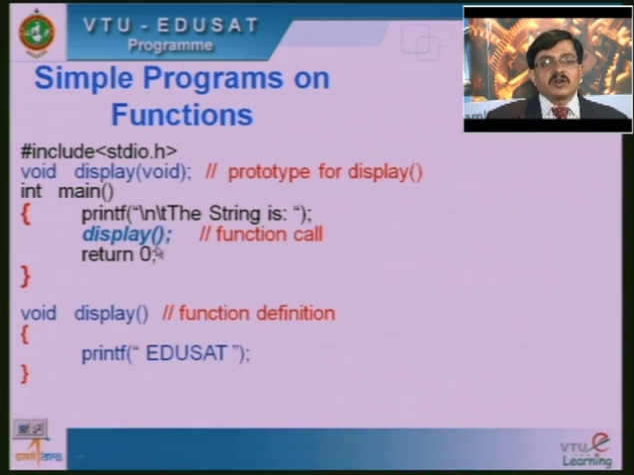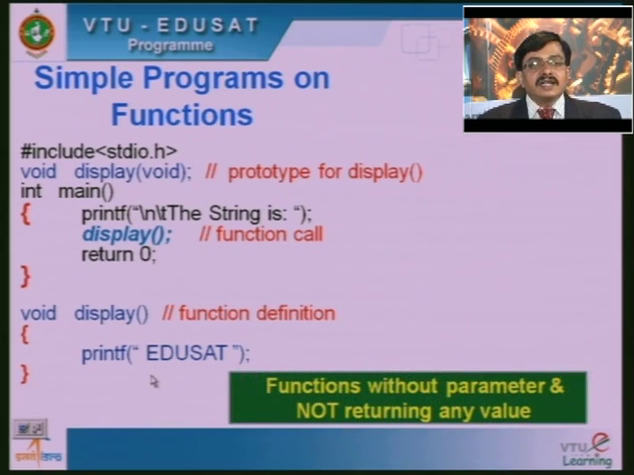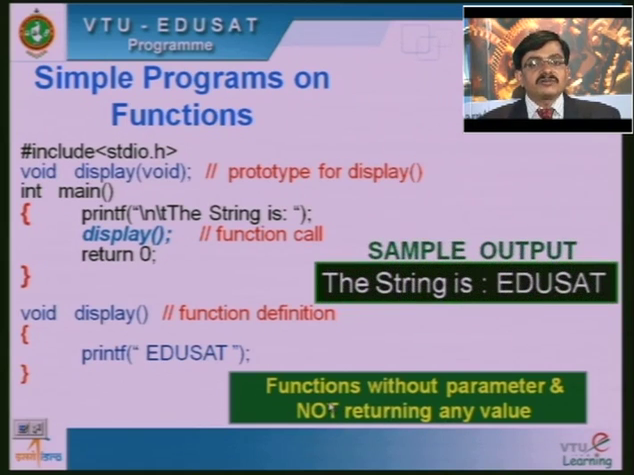Fine. So I am calling display without any parameter, because it is not taking any. When I call the function, it comes to display, and the display function prints a message called edusat. Overall, what will be printed on the screen is the string from the main function, followed by edusat from the display function. So this is a function which does not take any parameter and does not return any data. The output of this code will be: the string is edusat. This is the sample output we get when I execute this code.